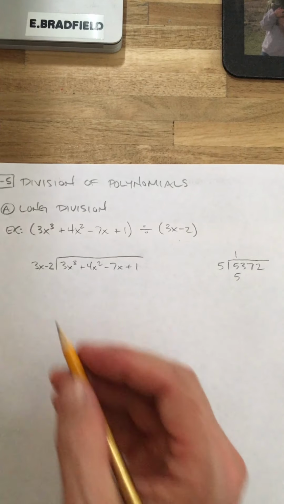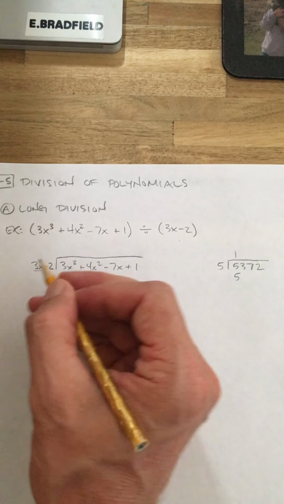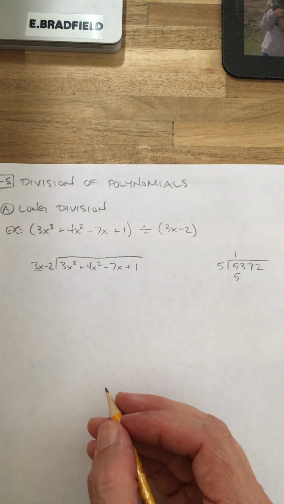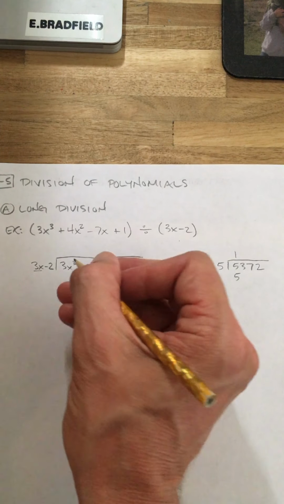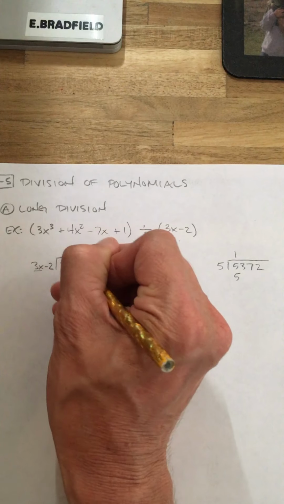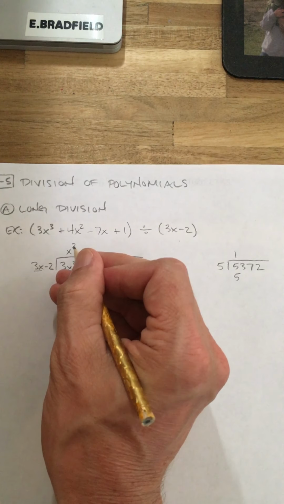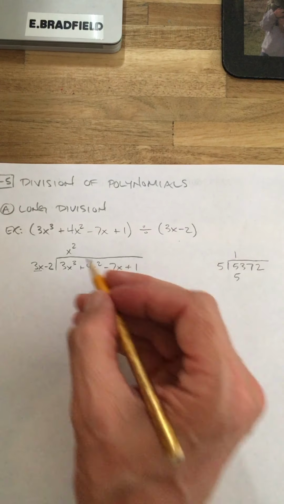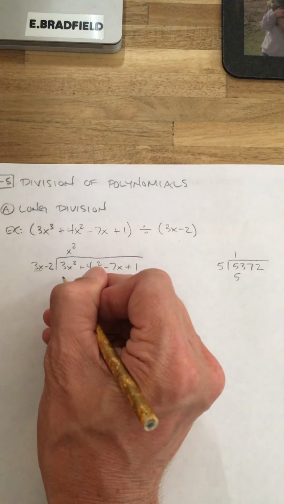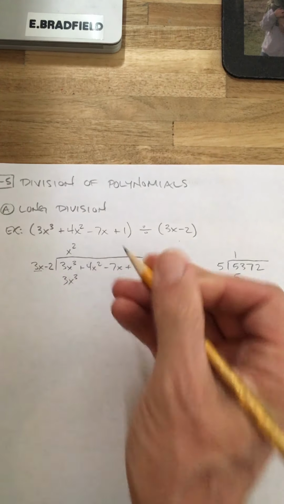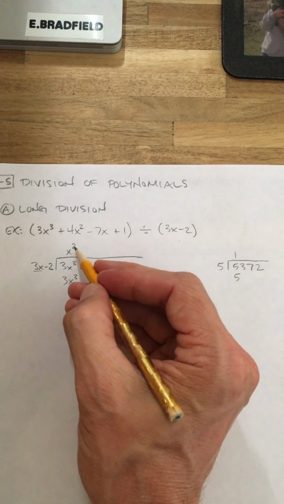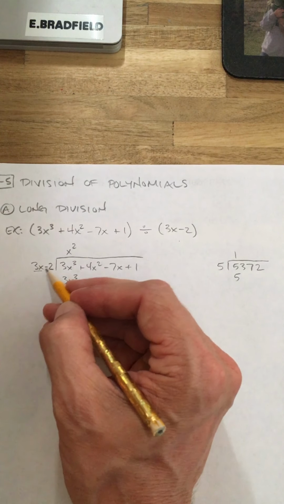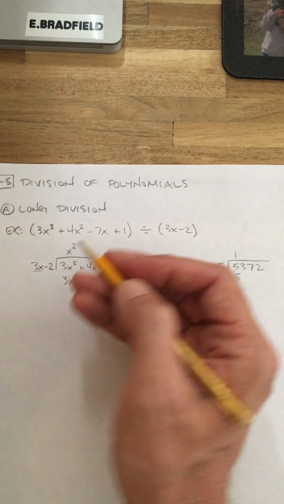We're going to do the same thing here. We look at this first term and say 3x times what gives me 3x cubed? You're going to say x squared, since 3x times x squared is 3x cubed. Just like here, once you put the x squared, you multiply: x squared times 3x is 3x cubed, and then you multiply x squared by the negative 2, so you multiply by the entire thing. You get minus 2x squared.